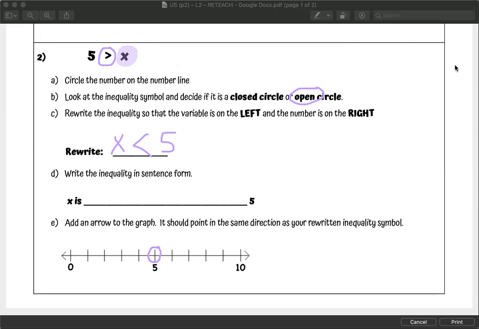Then I'm going to write this as a sentence. So this symbol means less than. So x is less than 5.